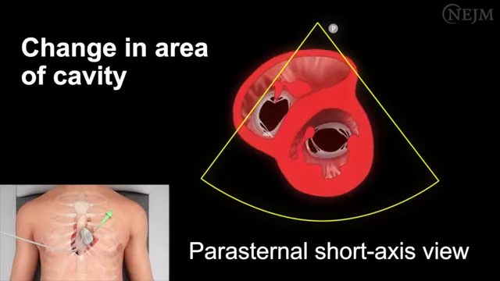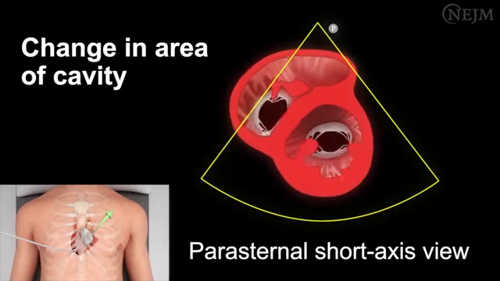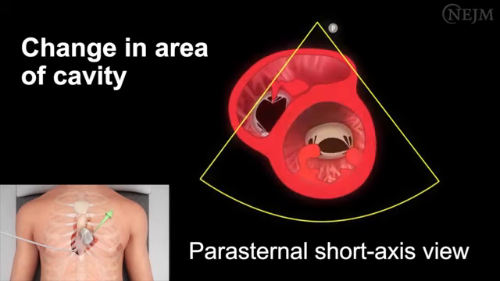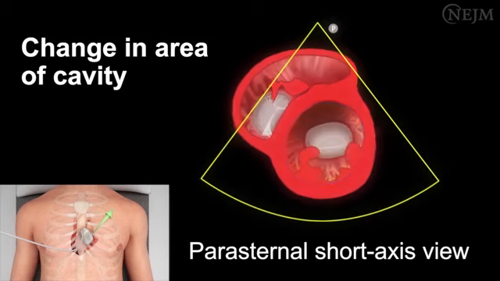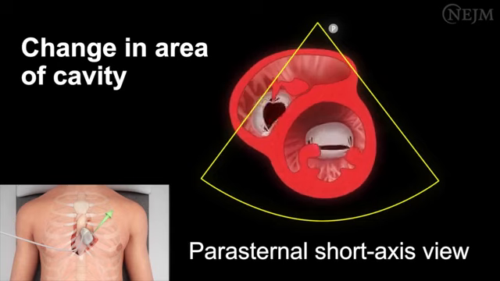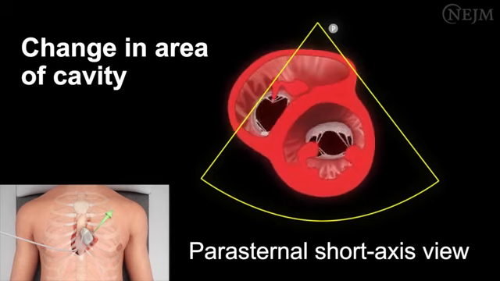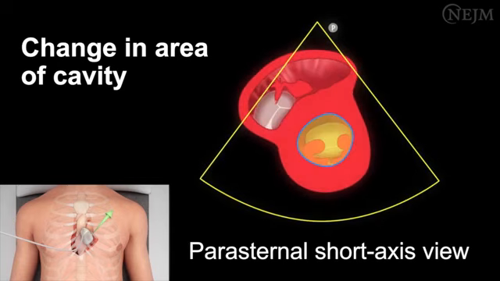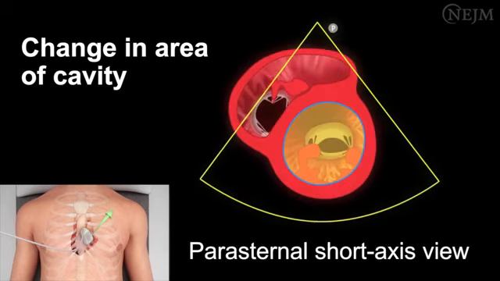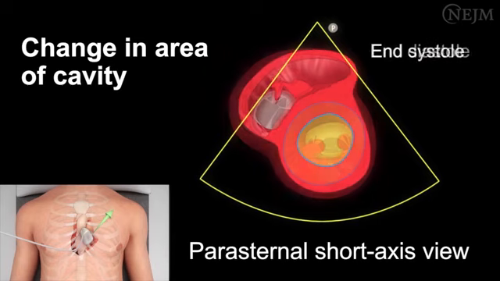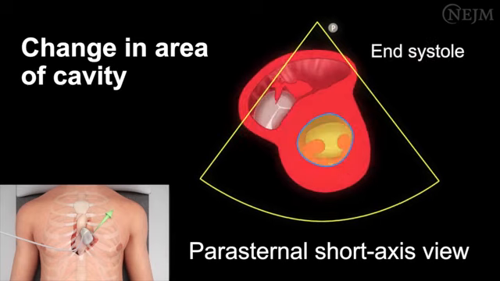Change in the area of the cavity is best evaluated in the parasternal short axis view. The space enclosed by the endocardial border represents the area of the left ventricular cavity. The cavity reaches its maximum area at end diastole. During systole, the endocardial walls move closer to one another, thereby reducing the area of the cavity until the cavity reaches its minimum area at end systole. The fractional decrease in the area from end diastole to end systole during the same cardiac cycle yields the estimated change in the area of the cavity.